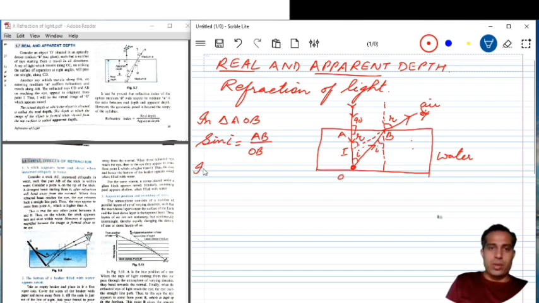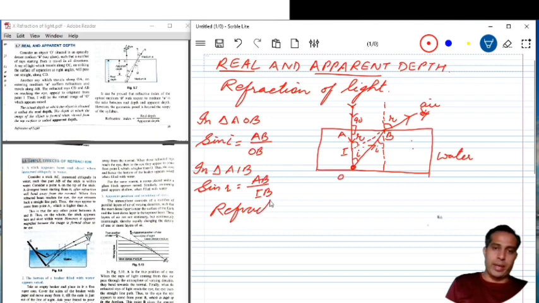And in the same way, in triangle AIB, what will be sine R? In this case, this is the perpendicular again, and this is the angle R. So it is again P over H. P here is again AB and H here is IB. So we know the definition of refractive index. What is refractive index?